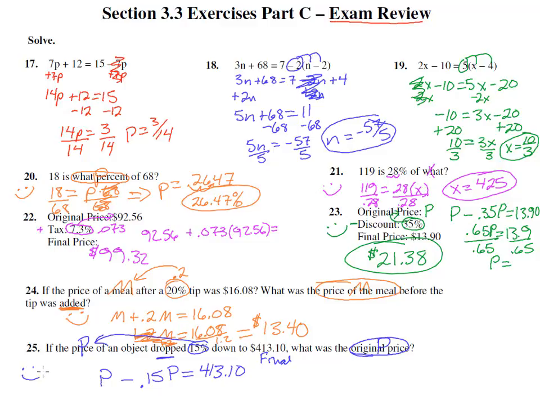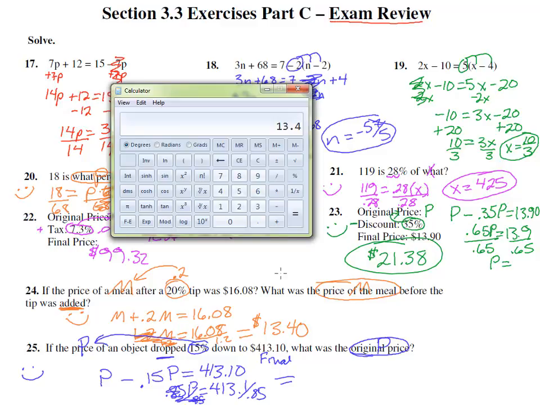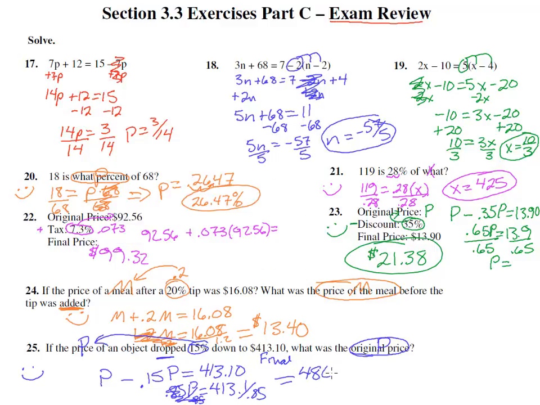We're in an equation. We know how to solve this. Let's combine these like terms. 1 minus 0.15 is 0.85p is going to equal 413.10. How do we get the p by itself? Well, we divide by 0.85. Divide by 0.85, and those on the left side are gone, and we get p equals, calculator, 413.1 divided by 0.85 equals $486. And that came out, we didn't even need to round it.